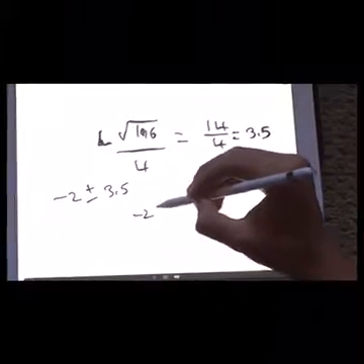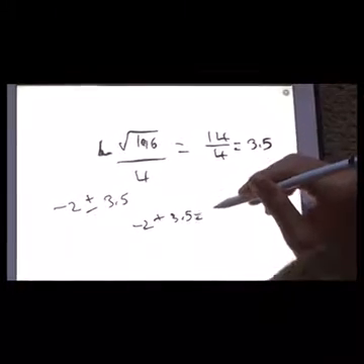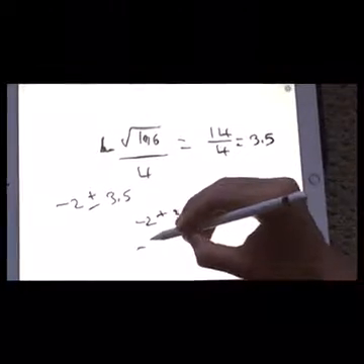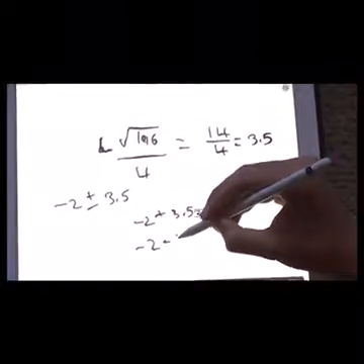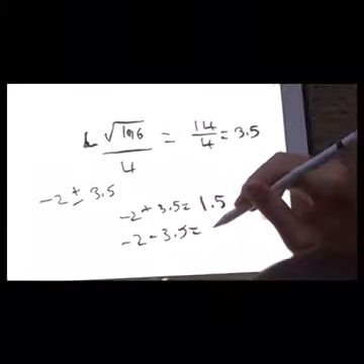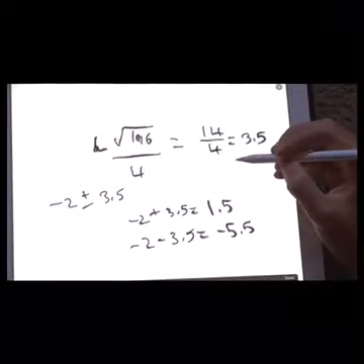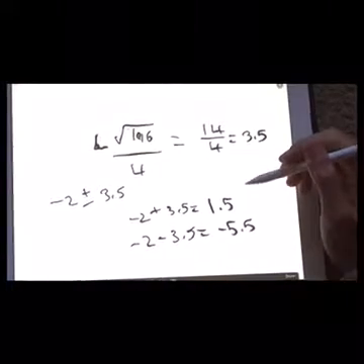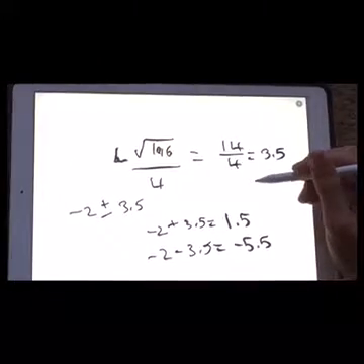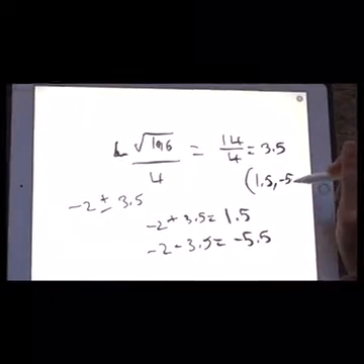So first you take negative 2 plus 3.5 to get 1.5. Next you take negative 2 minus 3.5 to get negative 5.5. So these are your two x's because you need to do plus or minus. So then you can take it like 1.5, negative 5.5.